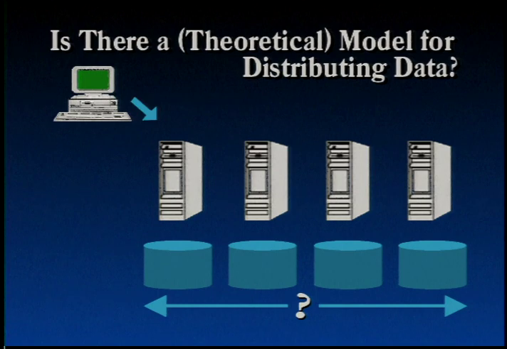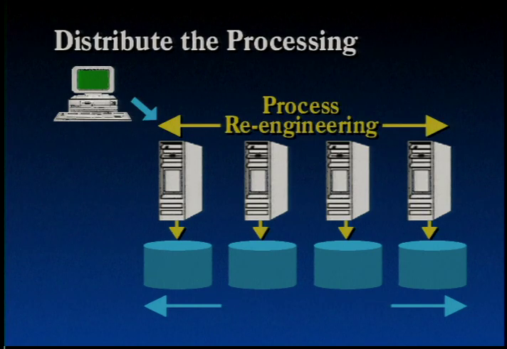There isn't one. There's no way that I know of, based on a data model alone, to figure out how a database should be distributed. And the fact that people have been trying for 20 years and haven't been able to do it doesn't mean that if we keep trying for another 20 years, we'll figure it out. The answer is not in the data. The answer instead is in the processing.